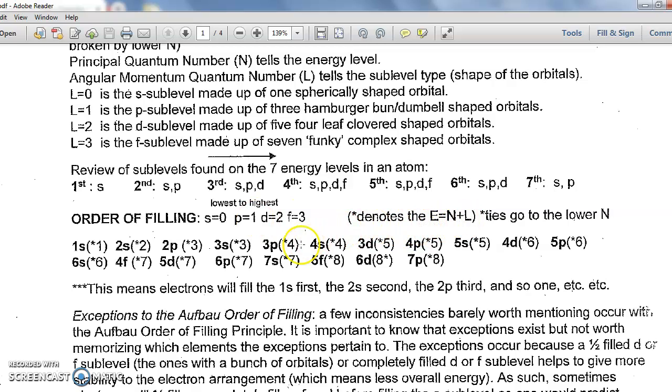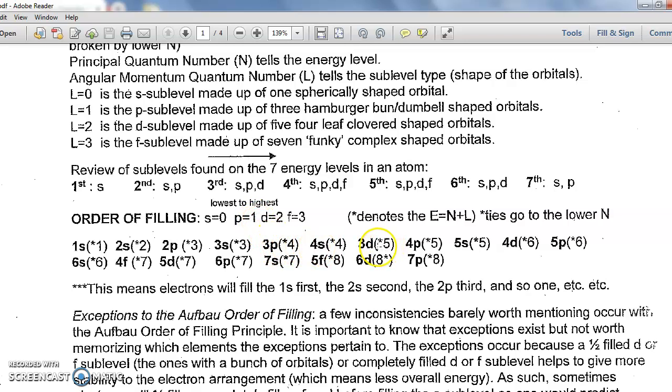We're adding the n and the l. 3 plus 0 is 3. The 3p would have an energy of 4. 3 for the energy level, the sublevel's number is 1. l is the sublevel letter abbreviation. 3 plus 1 is 4. The 4s would be 4.